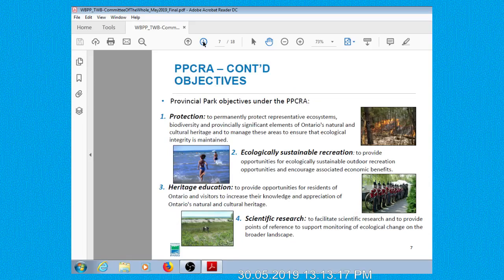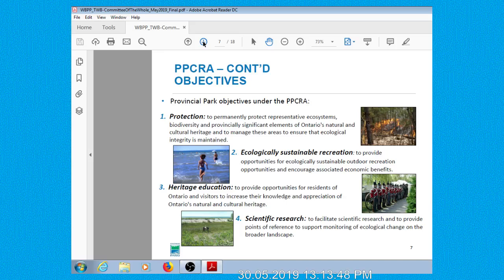The legislation also identifies 4 objectives. So the pictures that you see are all from Wasaga Beach Provincial Park, and this is different ways that Wasaga Beach contributes to meeting the objectives of the PPCRA. So in the top right-hand corner, you see a prescribed burn that we did a couple of years ago in the dunes area, and that's to restore some of the functioning ecosystem that's there. Fire is a really important role that it plays there. So this was a controlled burn that we did with a number of staff, and it was very successful.